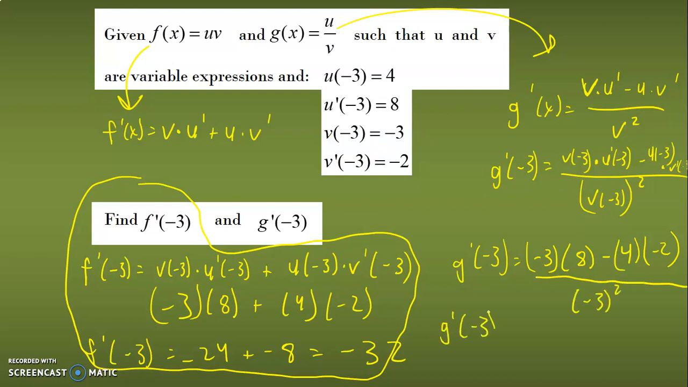So g prime of negative 3, on the bottom I get 9, negative 24, this time the two negatives are going to become plus 8. Here it was a plus, so it became negative 8. Here it was a minus, so it became positive 8. So my answer should be negative 16/9. So you do need to be able to use the product and quotient rule, even though later on in the course you're going to learn some tricks to get around it.